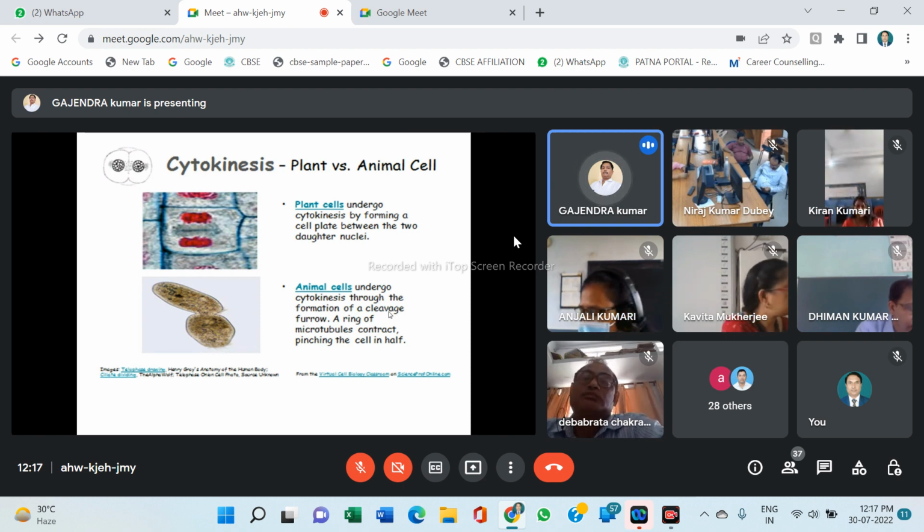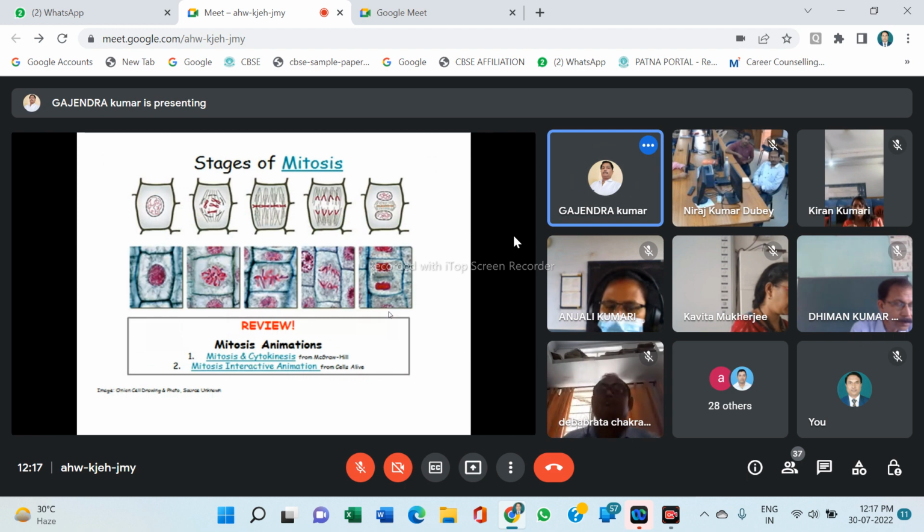In animal cell, it is with the help of cleavage furrow. Means deepening from both sides takes place. अंदर की ओर धंसेगा, and then it will cut off into two equal half. Then it will be cutting, and two equal halves will be forming into two new daughter cells.